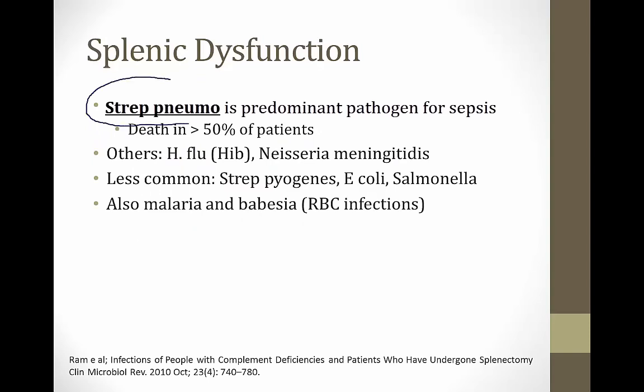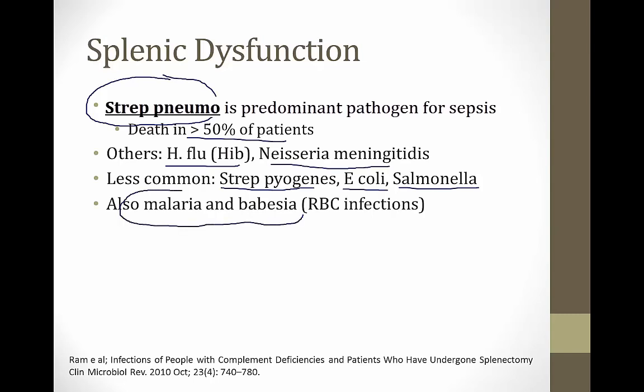Strep pneumo is far and away the predominant pathogen that causes sepsis in these patients, and an infection with strep pneumo that gets into the bloodstream if you don't have a spleen is very deadly. More than half of patients will die from the infection. Other encapsulated organisms that commonly cause infections are H. influenzae type B and Neisseria meningitidis. Some less common bacteria are strep pyogenes and E. coli, and also salmonella. And then finally, recall that both malaria and babesia are protozoa that can infect red blood cells. Because the spleen is absent in these patients, it can't clear these infections very easily, and they can get an overwhelming infection with malaria or babesia.